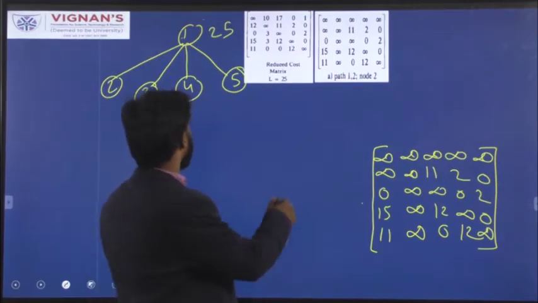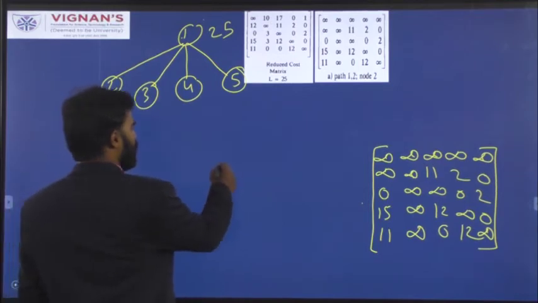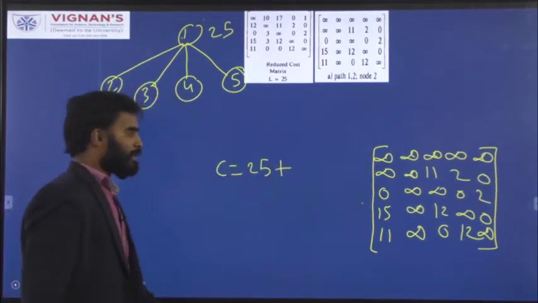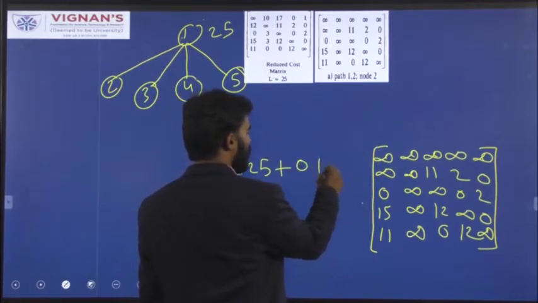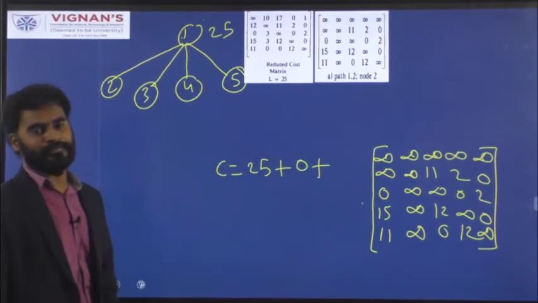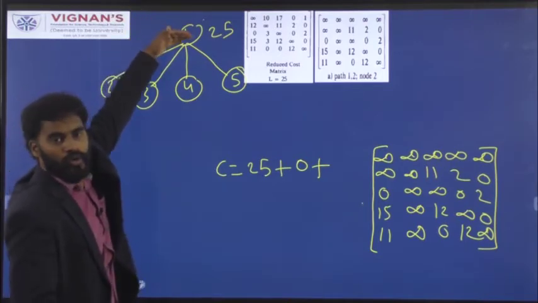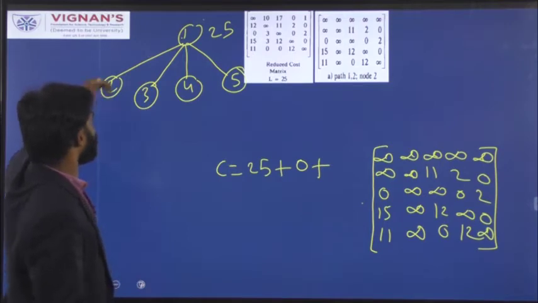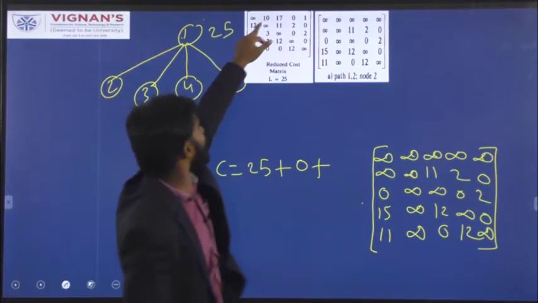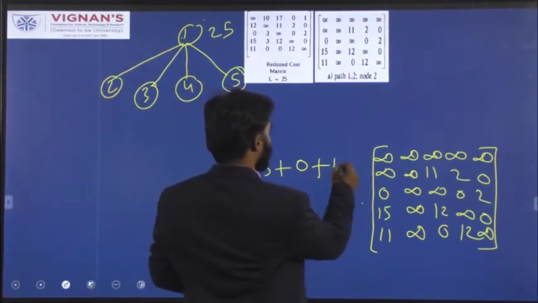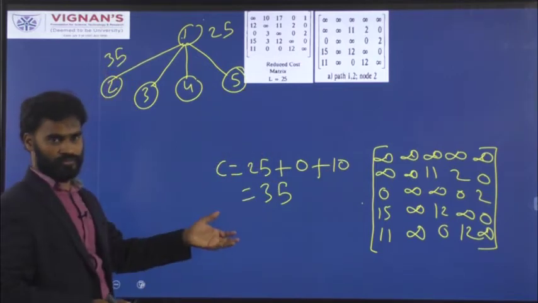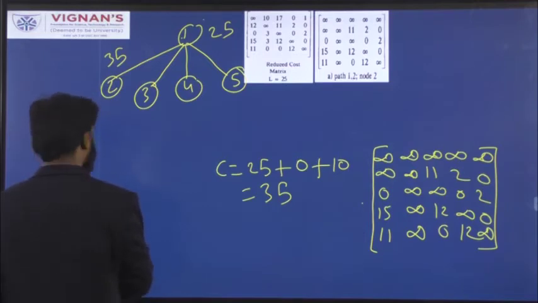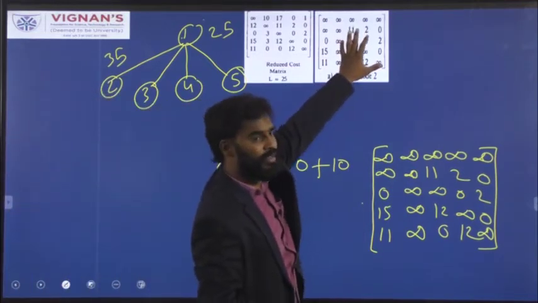So the cost of node 2 is the cost of its parent, 25, plus the reduction cost 0, plus the distance from the parent to the current node. The parent is 1 and the current node is 2, so the distance from 1 to 2 is 10. So the cost for node 2 is 35. This is the final reduced matrix for 2.